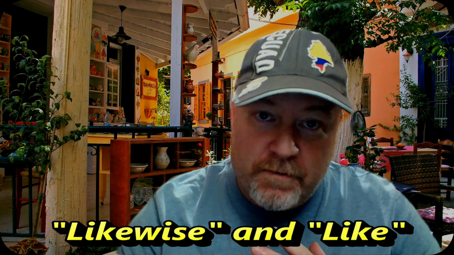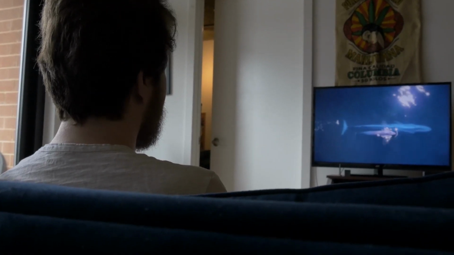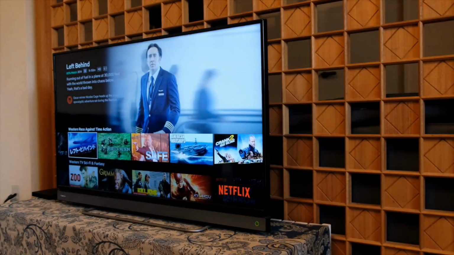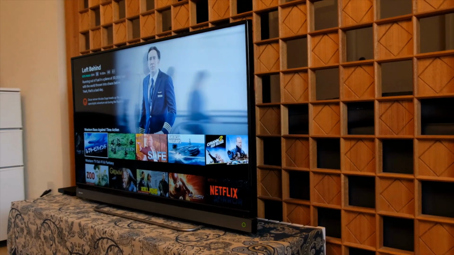Our last two transition words are likewise and like. Likewise is a little bit trickier to understand and can be used negative, positive, or you could keep it neutral. So let me give you an example. I will be working late today. Likewise, my coworker David, he's going to take off early. That new series on Netflix is really cool. Likewise, the other show that I was watching on Netflix, I got kind of bored.